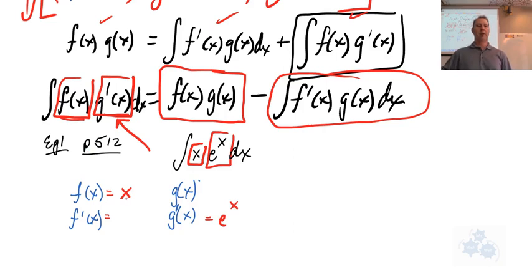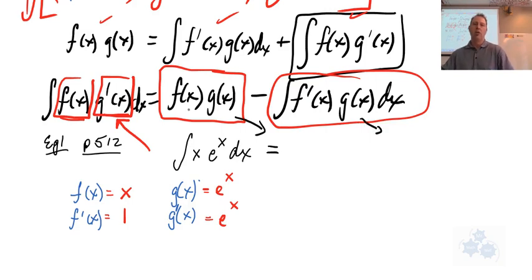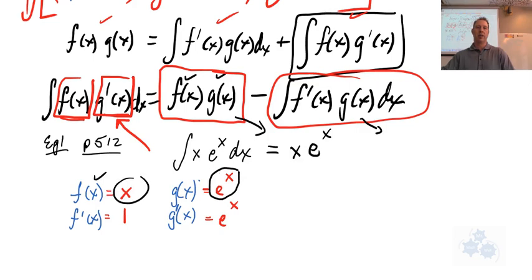Now what is the derivative of x? 1. What is the integral of e to the power of x? Right on. It's e to the power of x. So let's transfer this over and this over. What's f of x? Well, f of x is just x. That's right over here. What is g prime of x? Well, that's e to the x. What is g of x then? That's this one. So e to the x. So f of x and g of x. You see that?